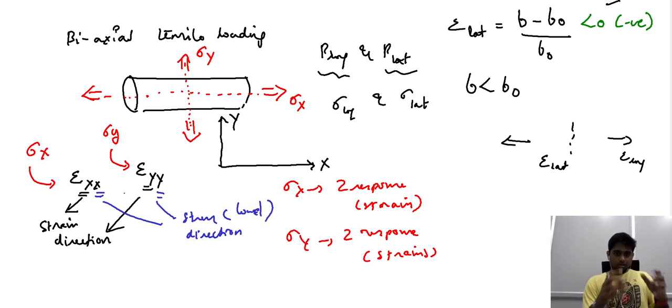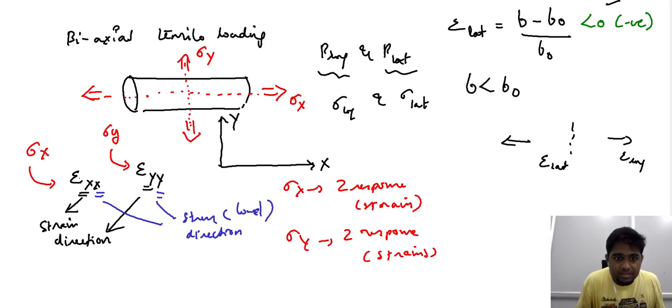Since there are two responses associated with each load, in the case of biaxial tensile loading, we have load acting in two directions. For each of these loads, we have two responses associated with it, and therefore we need a specific form of representation. So generally what we do is we introduce two subscripts. The first subscript indicates the strain direction, and the second subscript indicates the loading direction.